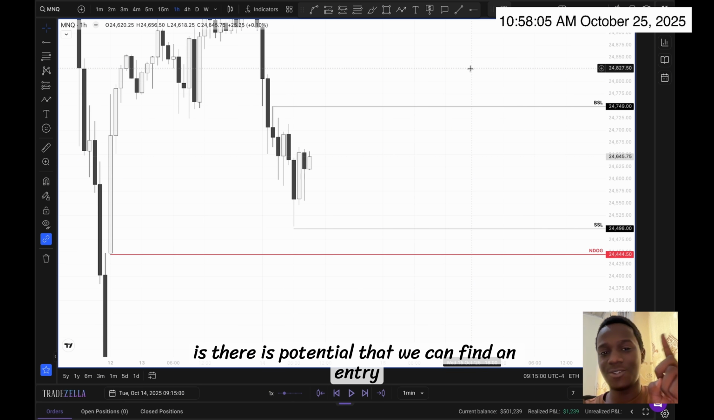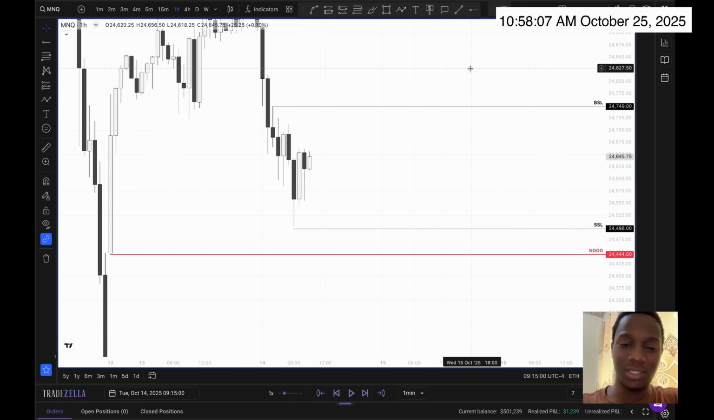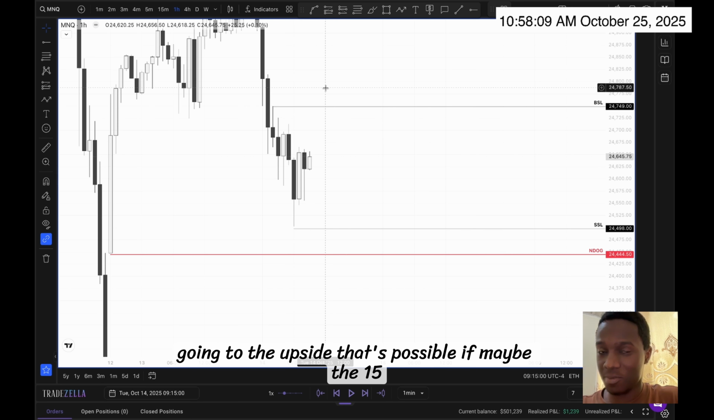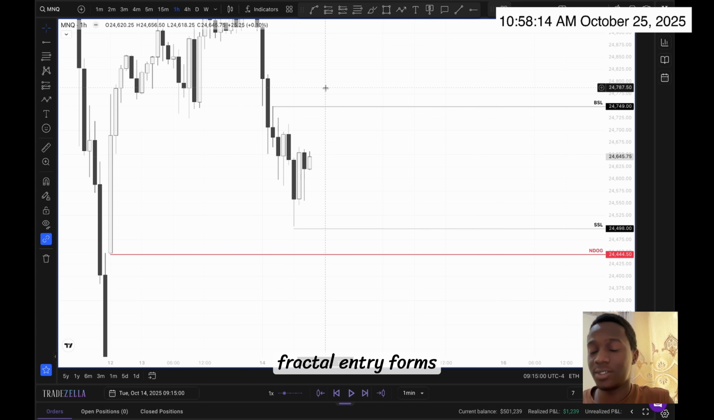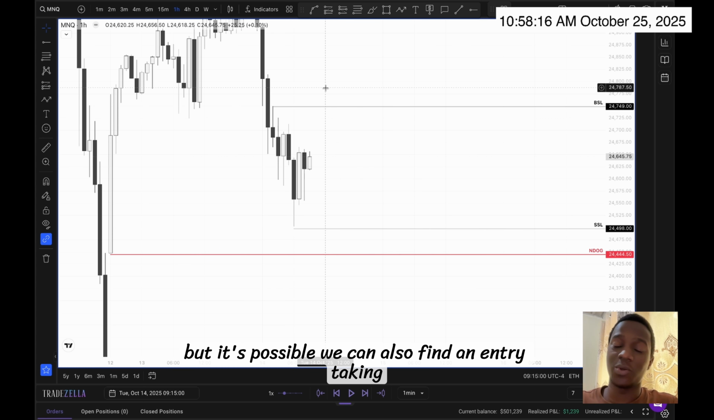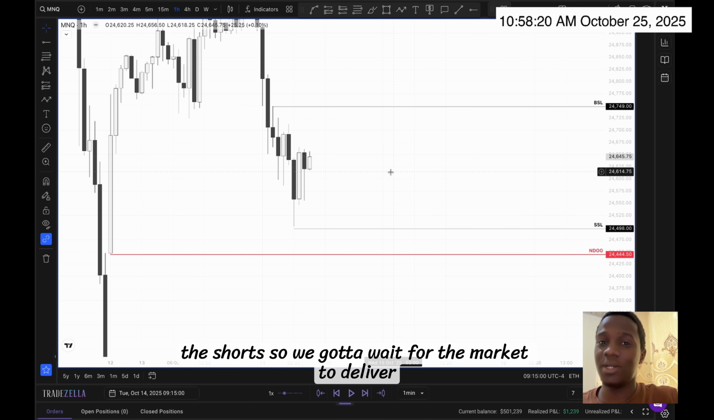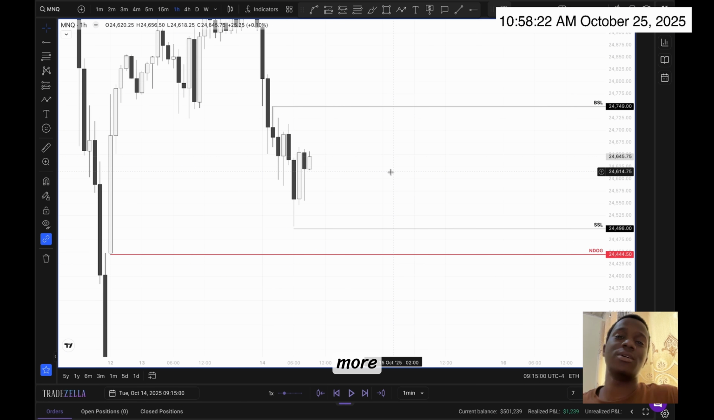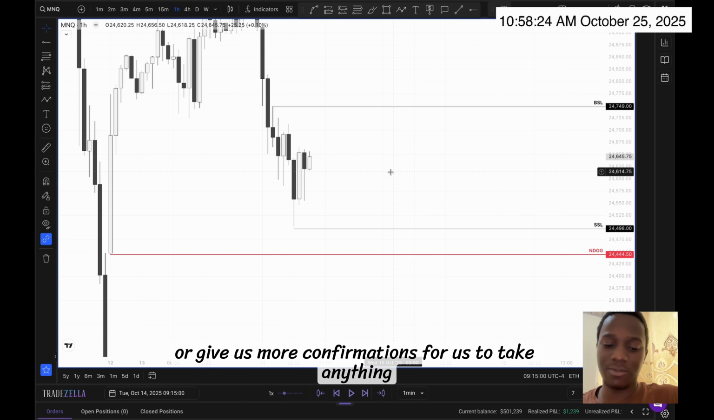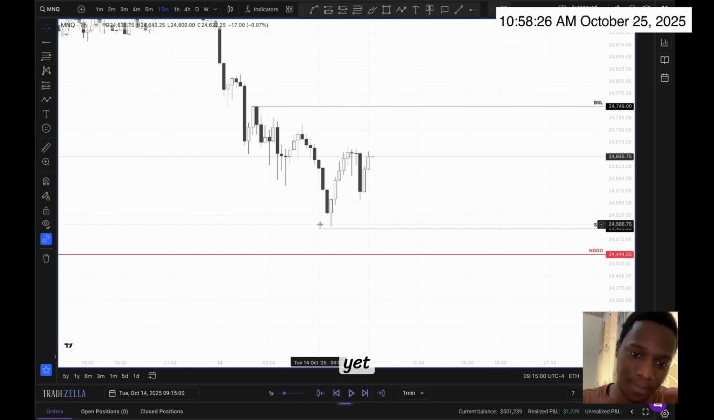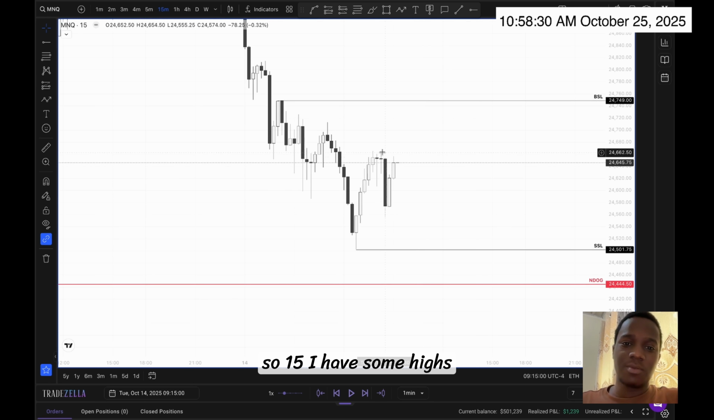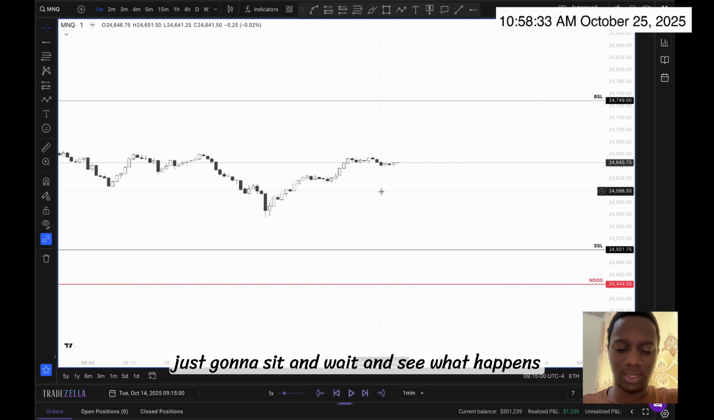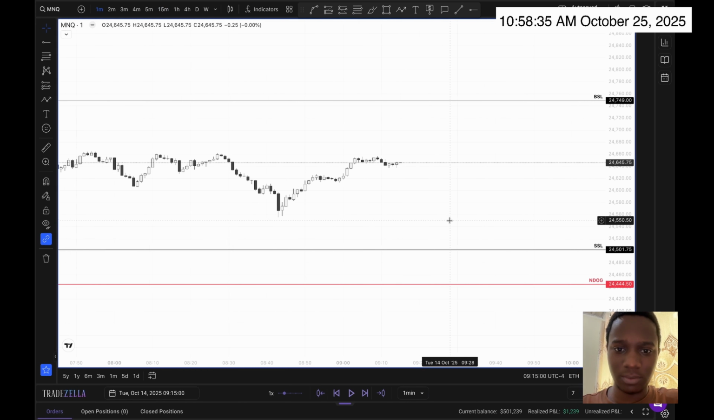So there is potential that we can find an entry going to the upside. That's possible, if maybe the 15-minute has a gap and something like that, and then a fractal entry forms. But it's possible we can also find an entry taking the shorts. So we gotta wait for the market to deliver more or give us more confirmations for us to take anything yet. So 15-minute have some highs. Just gonna sit and wait and see what happens.